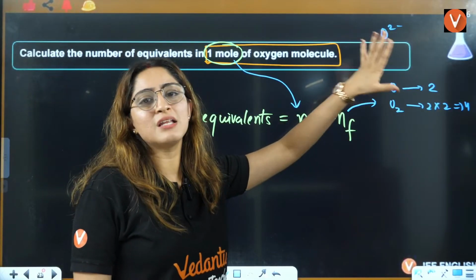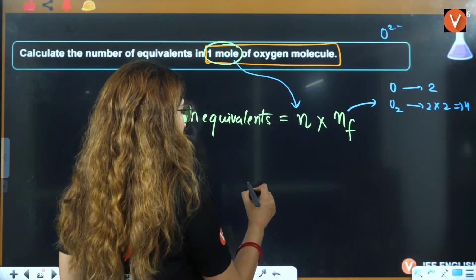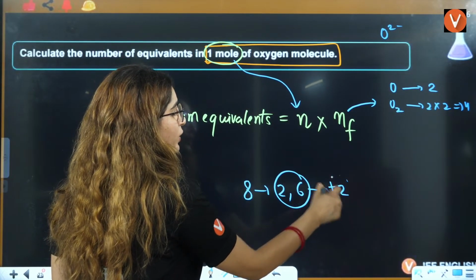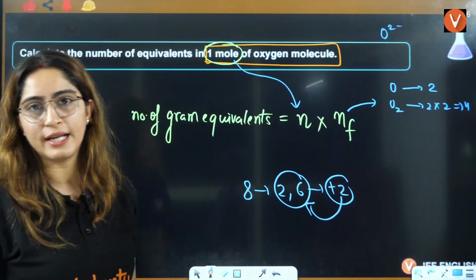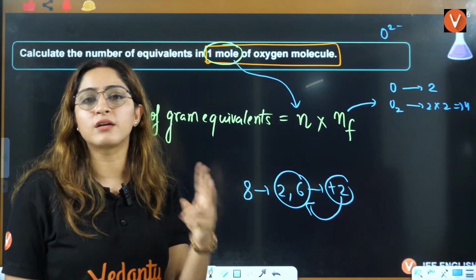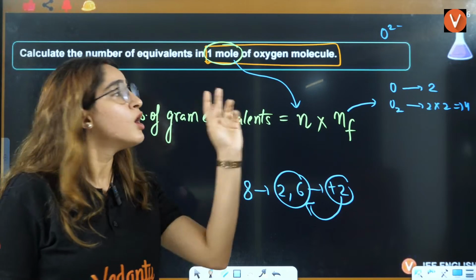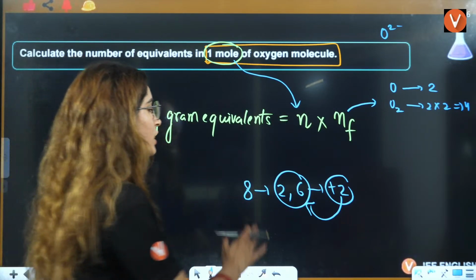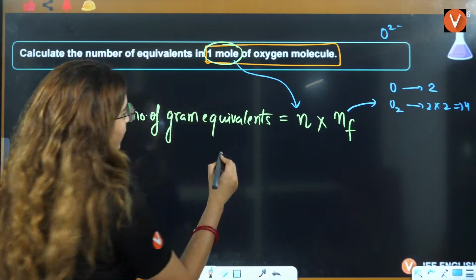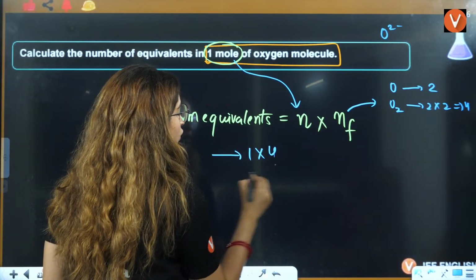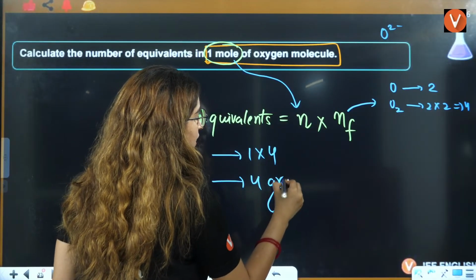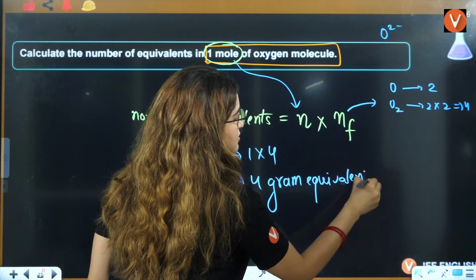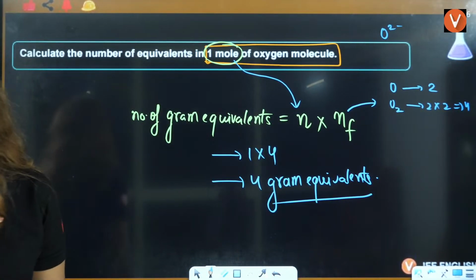So oxygen, we know that its atomic number is 8. So the configuration is 2 and 6, and we know that it will gain 2 electrons to complete its octet. So that's why the valency factor is 2 for 1 oxygen atom. We have 2 oxygen atoms here. So the valency factor will be 2 into 2, that is 4, right? So here the answer is going to be 1 into 4, that is 4 gram equivalents. Equivalents is the answer here, right?